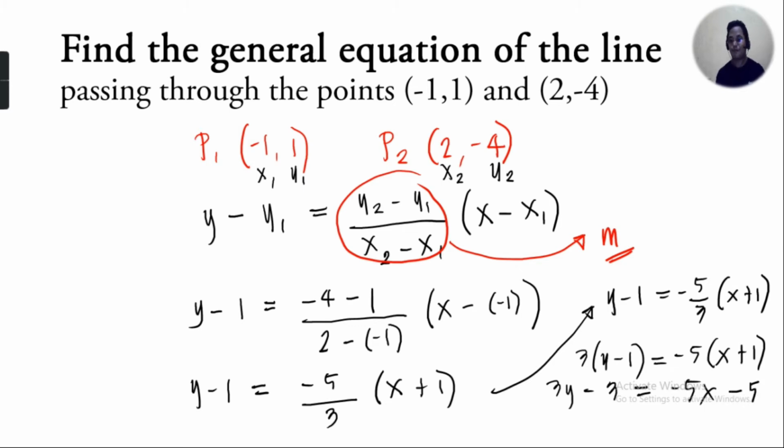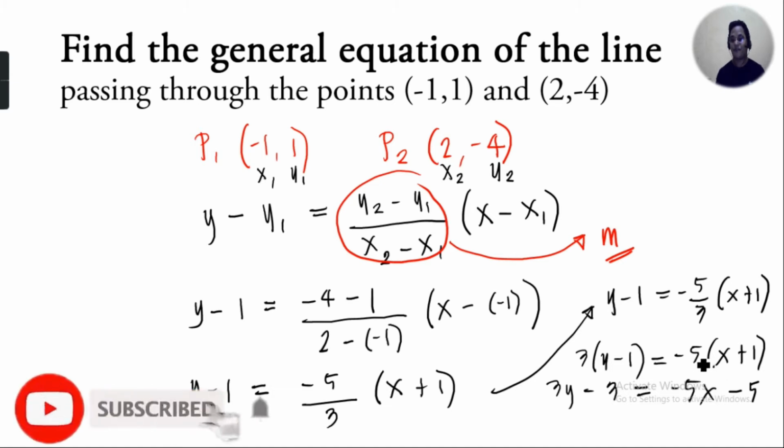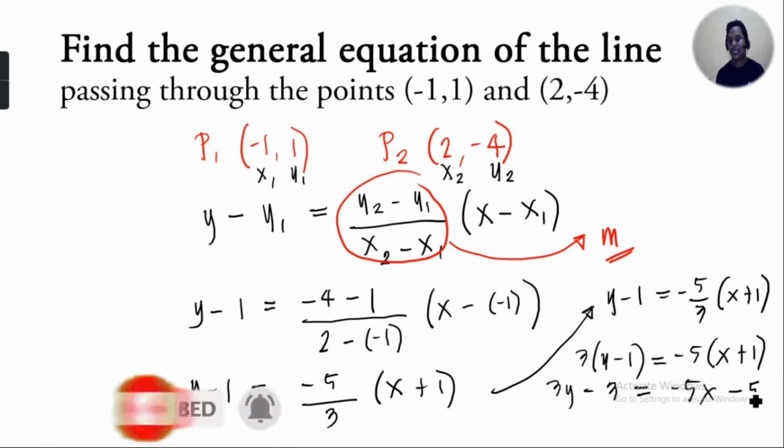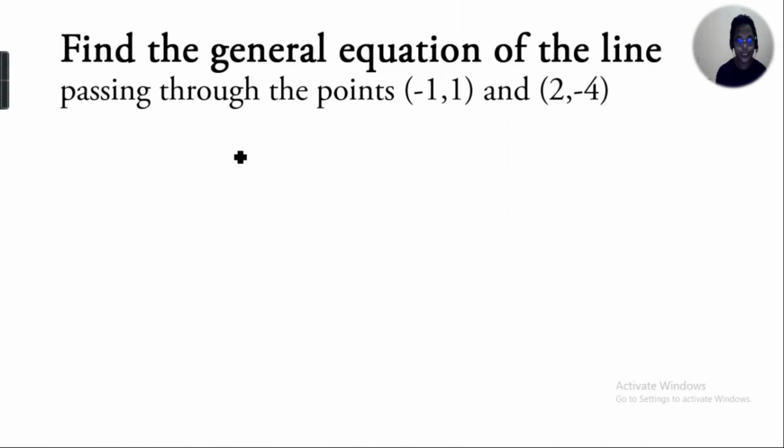So, naging ganyan po siya kasi 3 times y is 3y. 3 times negative 1 is negative 3. Negative 5 times x is negative 5x. Negative 5 times positive 1 is negative 5. Kaninang equation, bago tayo mag-end, is 3y minus 3 is equal to negative 5x minus 5.